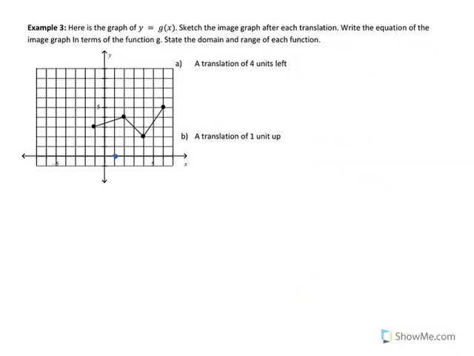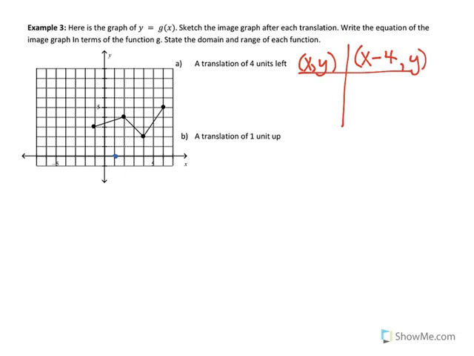Okay, so here's the graph of y equals g of x. Sketch the image graph after each translation. Write the equation of the image graph in terms of the function. So we want to go 4 units to the left. We're going to do it with a table of values. You don't always have to do a table of values, but it will get useful as it gets more difficult. So we have x and y as our points, and it's going to go 4 to the left, so I'm going to take my x values and subtract 4.